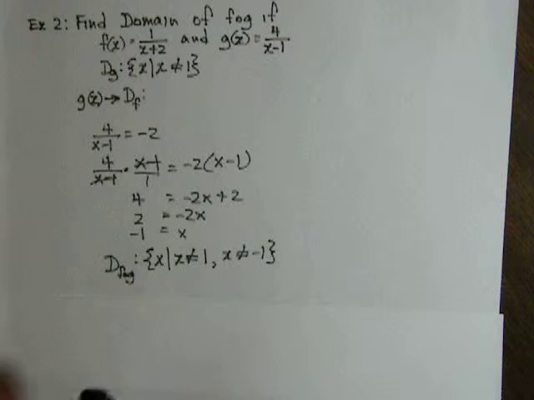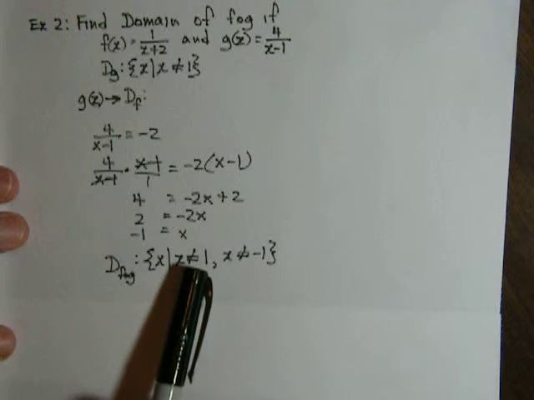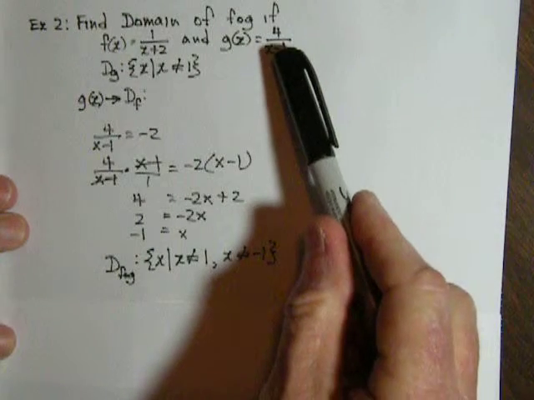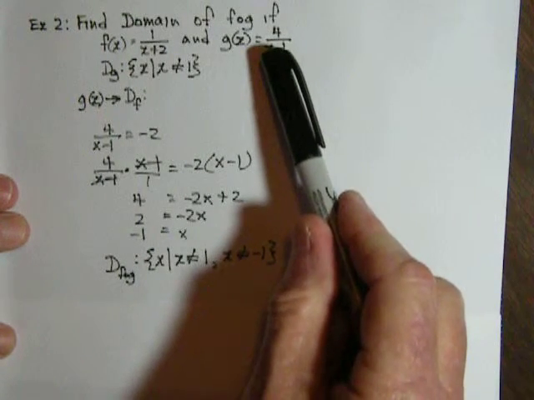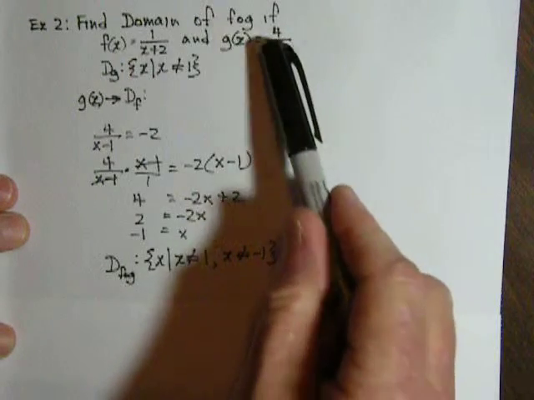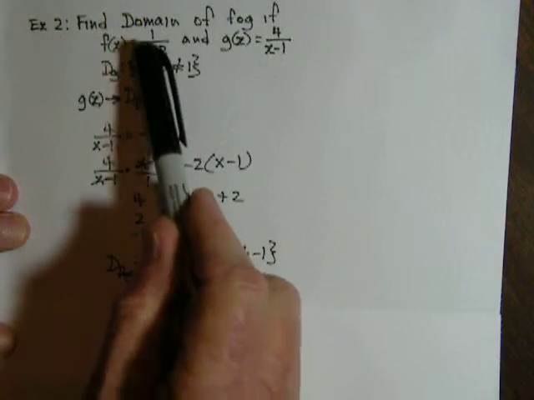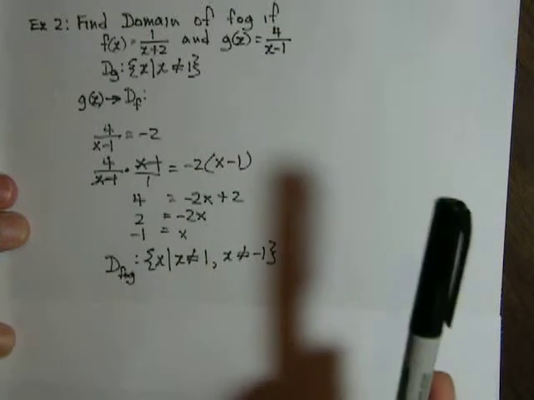So that's how you get the domain of the composite function. You first look at the function that operates first to find your exclusions. Then you look at the results of this to find your exclusions from the second function to operate.